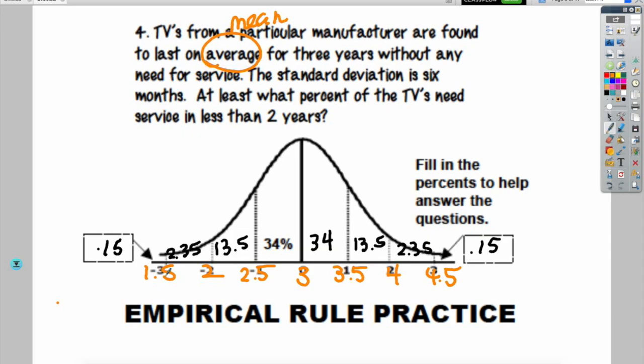So when it asks you at least what percent of the TVs need service in less than 2 years? Well, here's 2, and it says less, so that means I'm considering everything to the left. So less than 2 years would be everything to the left. I went ahead and copied over the percentages from the other chart. You could have done it any way that you see fit to find this percentage. But at the end of the day, the answer is 2.5%.